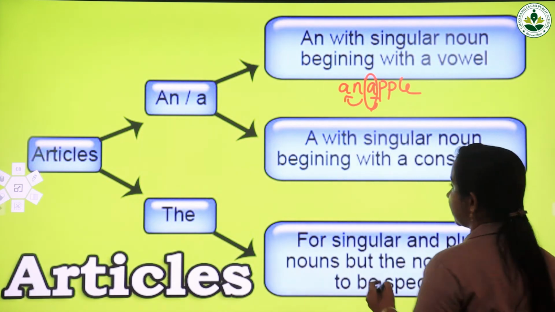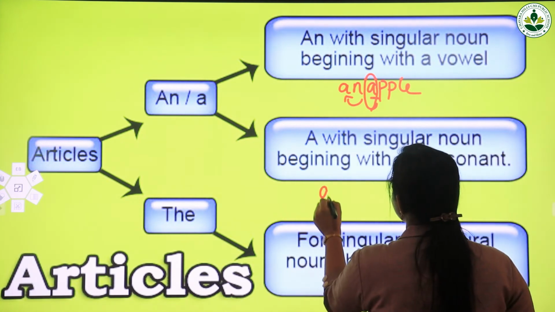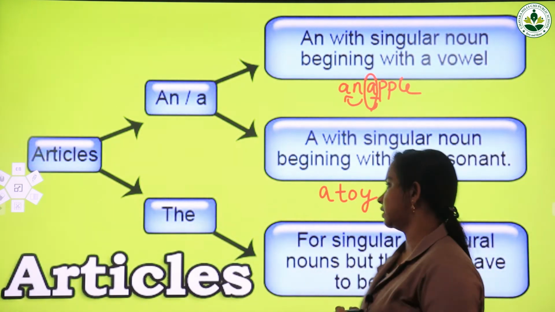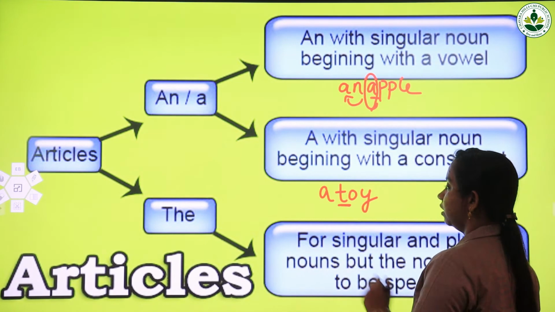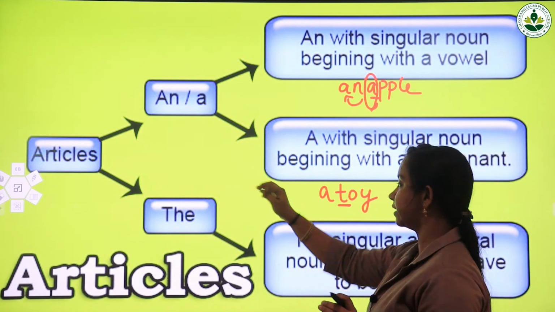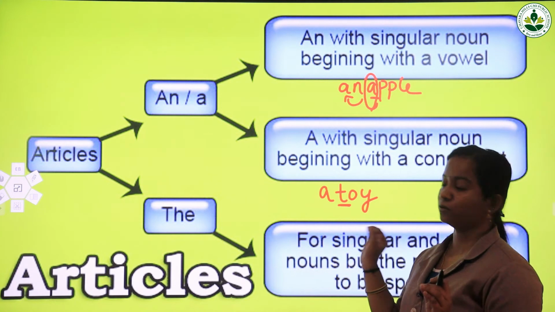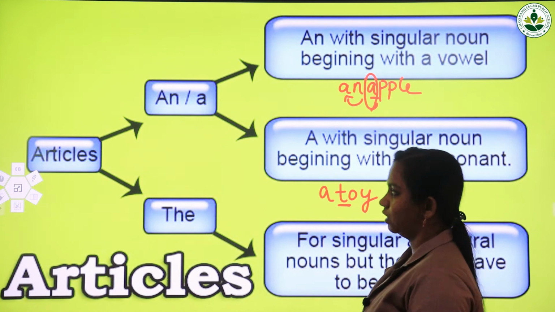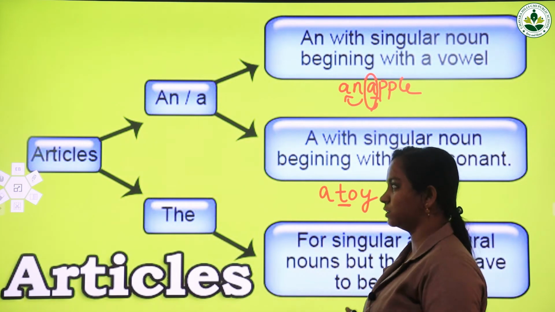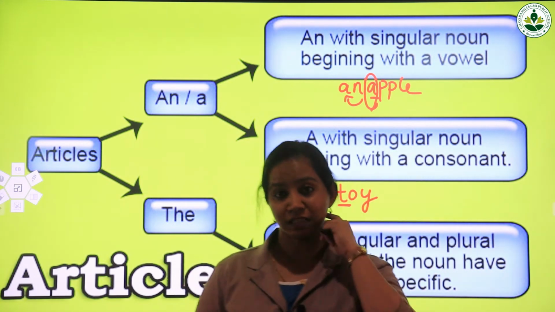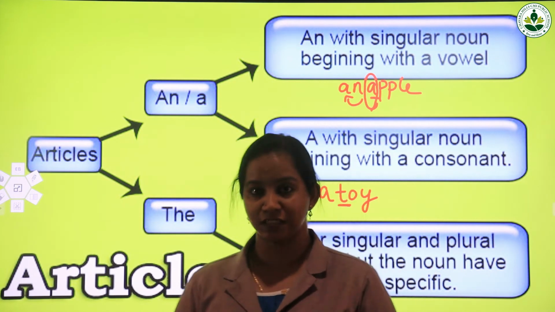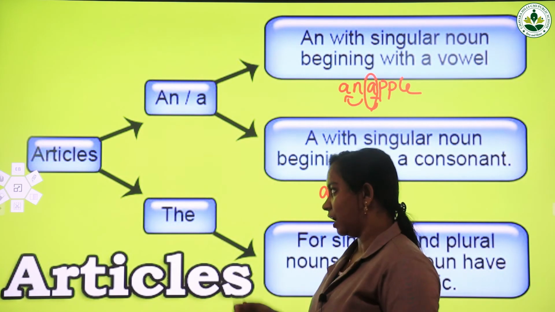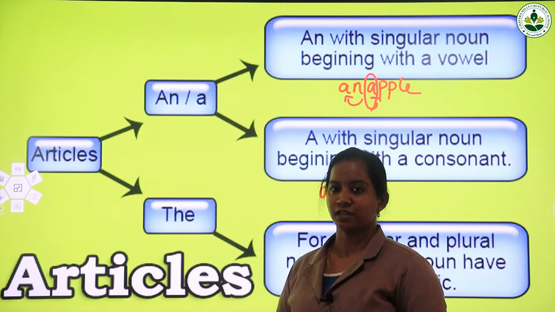So I will write an example. A toy. Here T is a consonant letter. So we are using the article a before a singular noun that begins with a consonant letter. Now we are going on to deal with what the article the is. Article the is also called the definite article. Articles a and an are called indefinite articles, and article the is called the definite article.